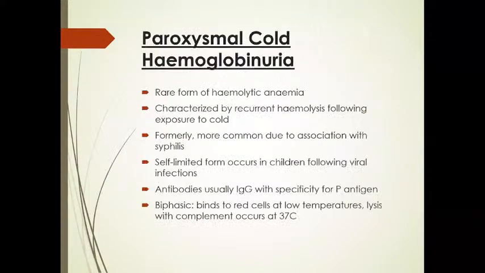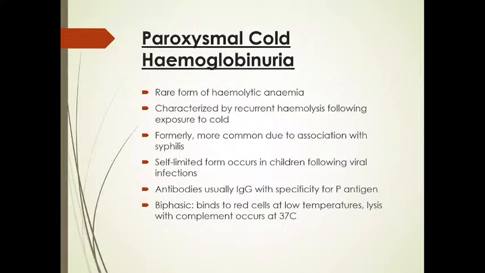I'm just going to mention paroxysmal cold hemoglobinuria as a rare form, characterized by recurrent hemolysis after exposure to cold. It was formerly more commonly associated with syphilis. We're not seeing as much syphilis now due to access to care and antibiotics, but you can also see self-limited forms in kids after viral infections, and we've already talked about your mycoplasma pneumonia.